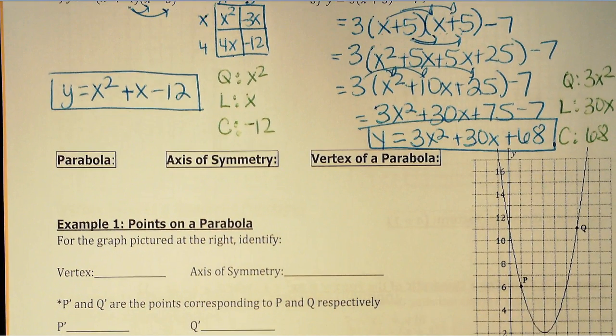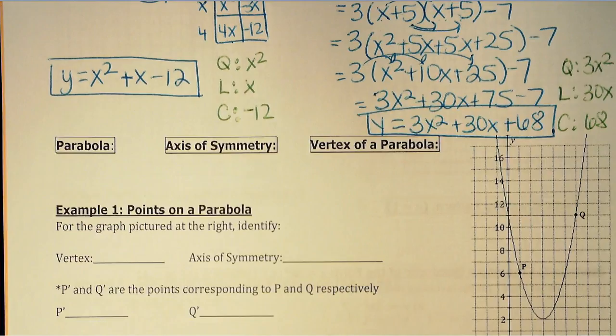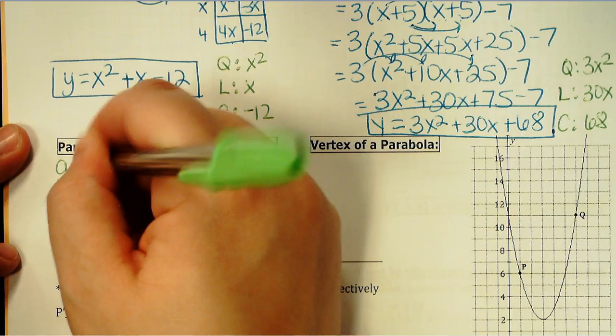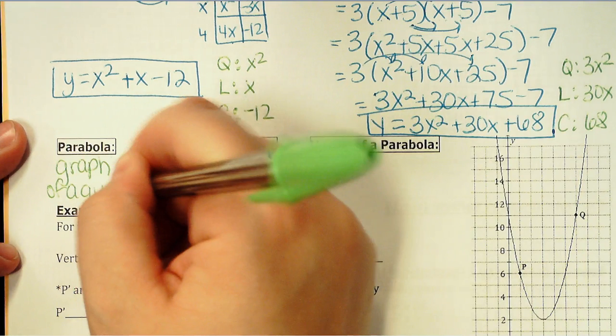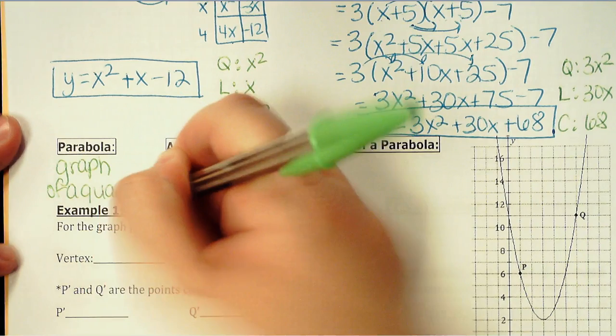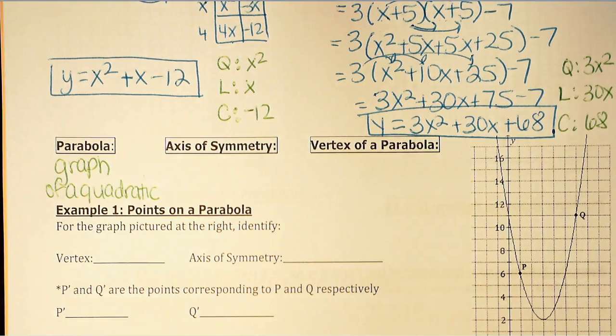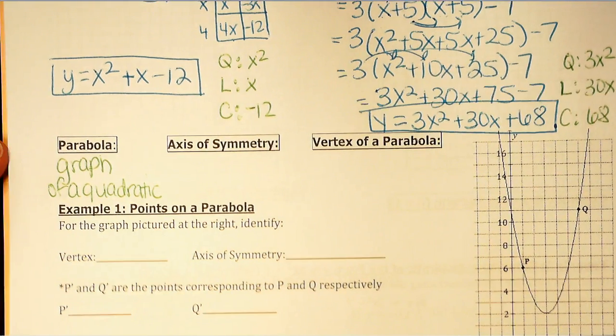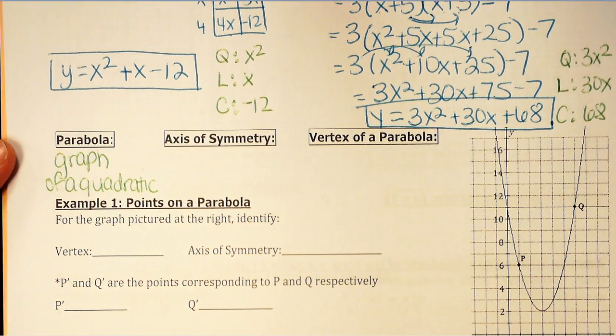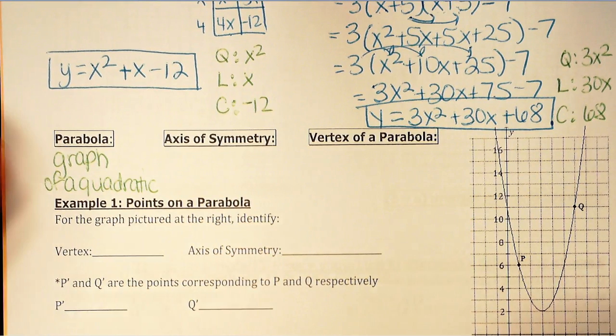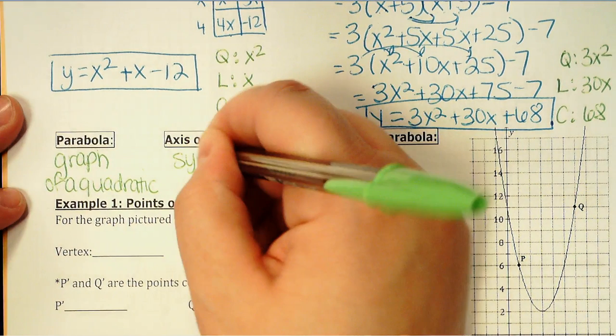Okay, now we're going to get into a little bit of the graphing. So parabola is just the name for the graph of a quadratic. Quadratic means my highest power of x is just to the second power. Now, for these questions, your axis of symmetry is going to go right through the middle of the parabola. It's a symmetry line.